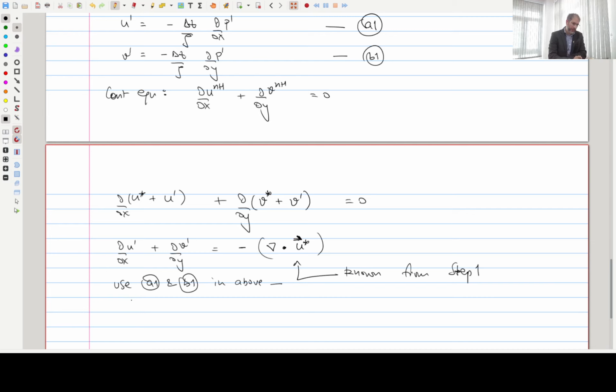So for u prime, we have to substitute minus delta t by rho del p prime by del x. So this becomes del 2 p prime by del x2, and then from del v prime by del y, we will get a del 2 p prime by del y2, and this is equal to, I have moved the delta t by rho term on the right hand side with the negative sign. So this becomes rho by delta t times the divergence of u star.